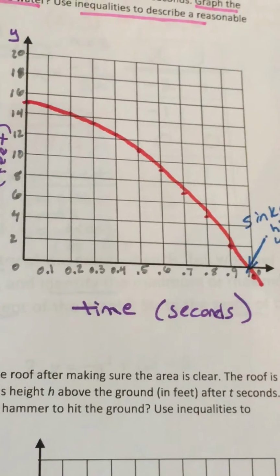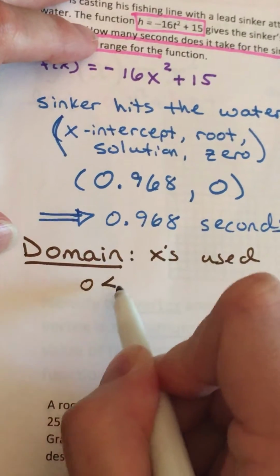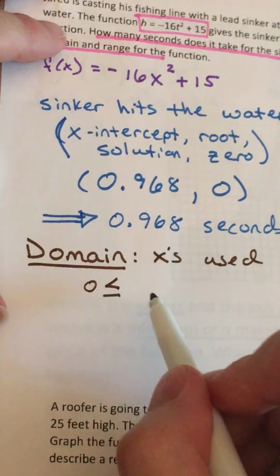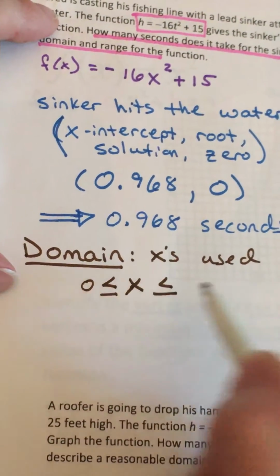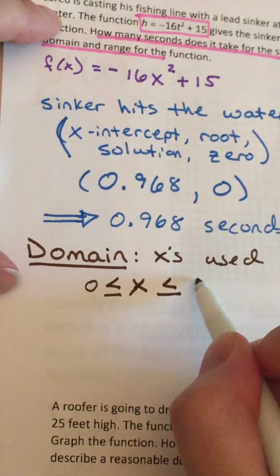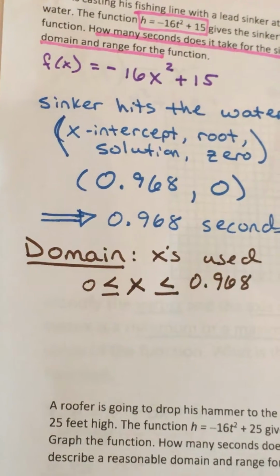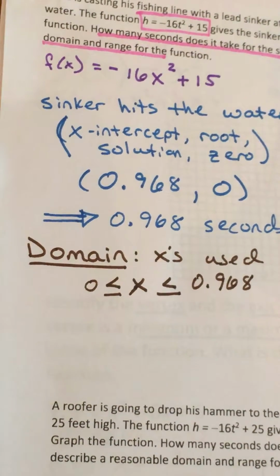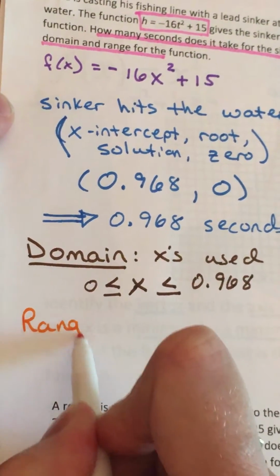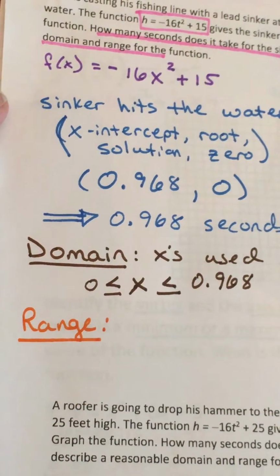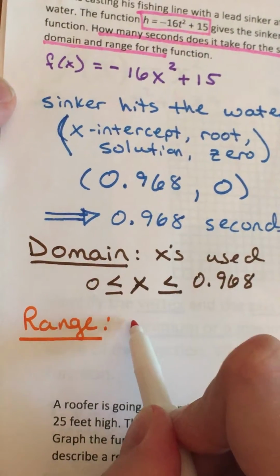Those are the x values that were actually used. So let's write that down. 0 really happened, so we have a bar underneath our less than inequality symbol. The domain uses the x's, and we went all the way over to, and it touched water at 0.968 seconds. That is our domain. It's the x values used. To finish this off, finally, we just need the range. The range is the opposite of the domain, so it's not the x's that are used, it's the y values that are used.